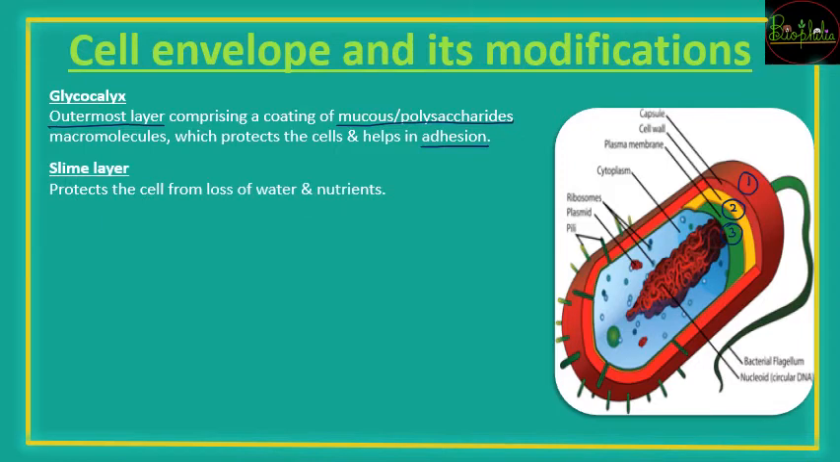The second layer is the slime layer. Now the slime layer is going to protect the cell from water loss. If you must have played with slime, how is it going to be? It is a jelly-like substance. So the water content of that slime layer is going to protect the cell from dehydrating, so that the water in it does not get lost. All that is going to be because of the slime layer.